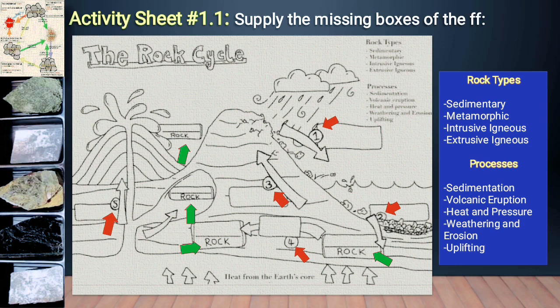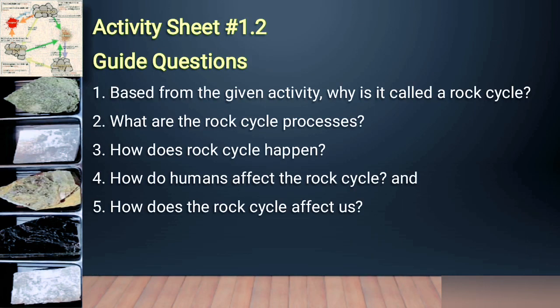And we have here a group activity. Activity sheet 1.1. Supply the missing boxes of the following with the provided choices in the box. And then activity sheet 1.2, we're going to answer the following guide questions.